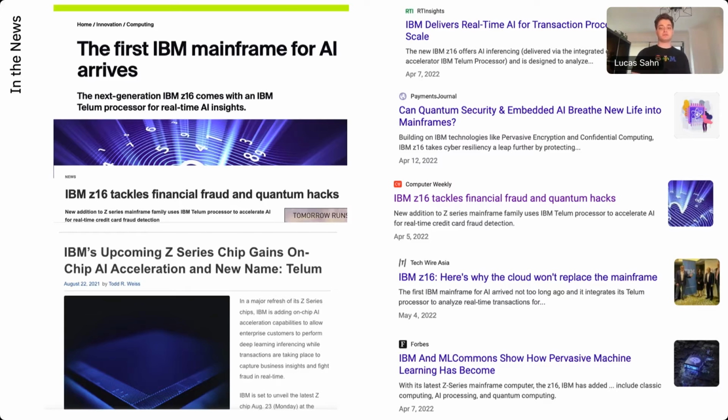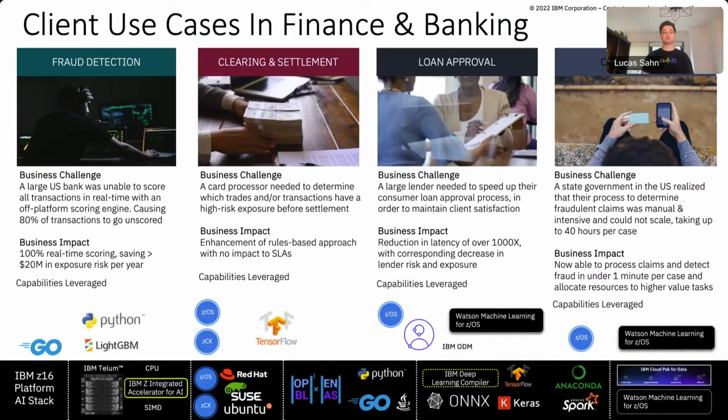So let's talk about some of the use cases, the ways in which our clients are using the new IBM Z16, specifically in finance and banking. I'm not going to dive into all of them, but I'll touch on a couple. One that I love to focus in on is a US state government that realized that the process to determine fraudulent claims was taking up to 40 hours per case. That meant it was taking one person a full work week to determine if a claim was or was not fraudulent.